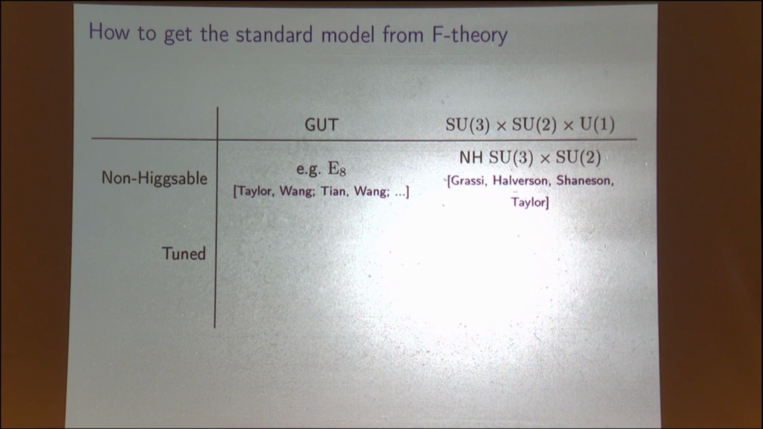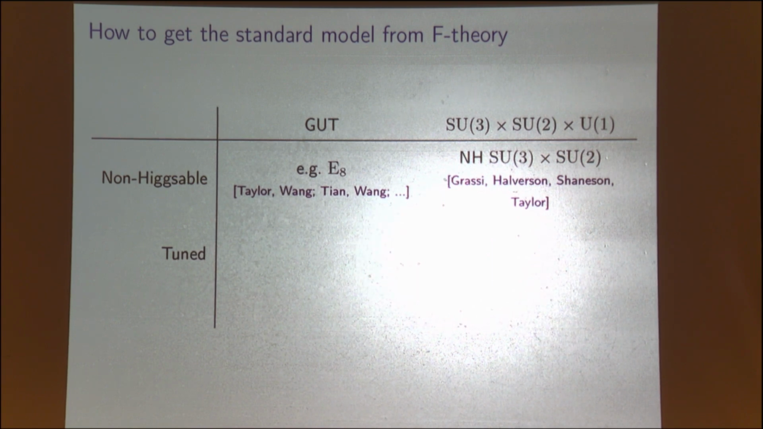You could instead try to directly find... Non-Higgsable, how do you break it? You mean non-Higgsable in 6 dimensions? Yes, in 6 dimensions. Oh, well, in 4 dimensions, you break it with fluxes. But yeah, the story is a little more complicated there. But yeah, non-Higgsable 6D gauge group, yeah.